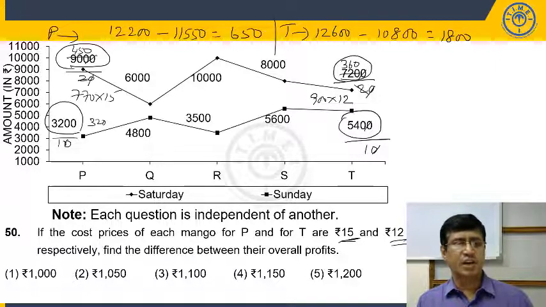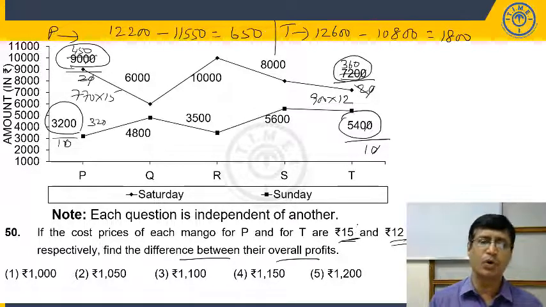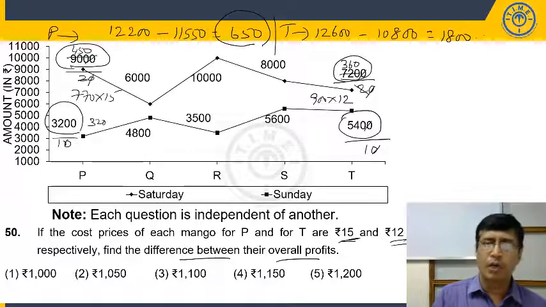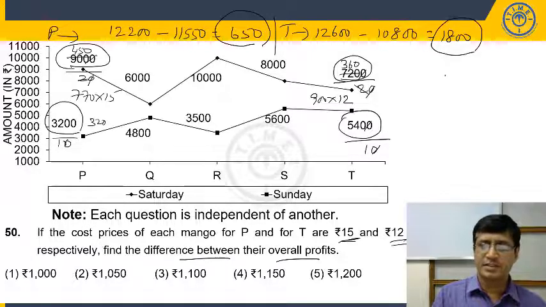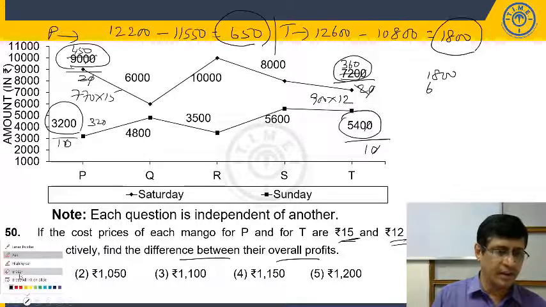What is asked here? The cost price of each mango is 15 and 12. Now we need to find the difference between the overall profits. So the overall profit on P is 650. The overall profit on T is 1800. The difference of these two values is the answer. So subtract 650 from 1800.